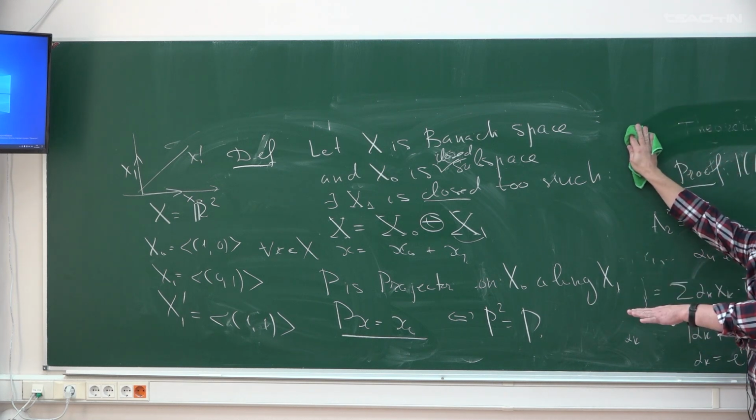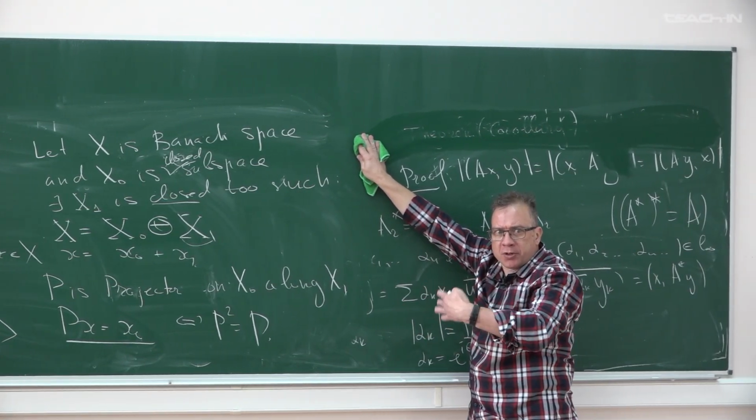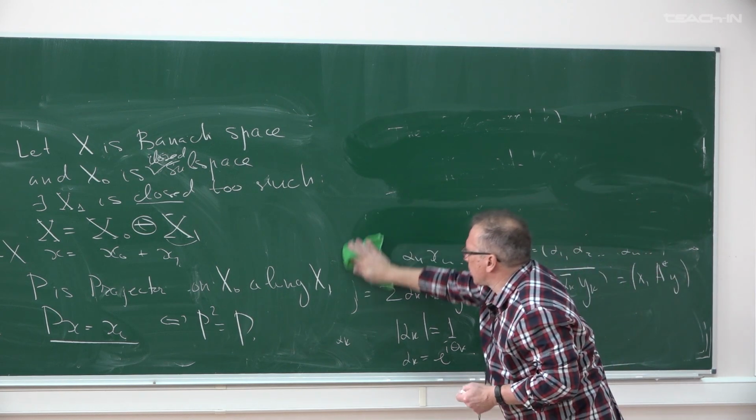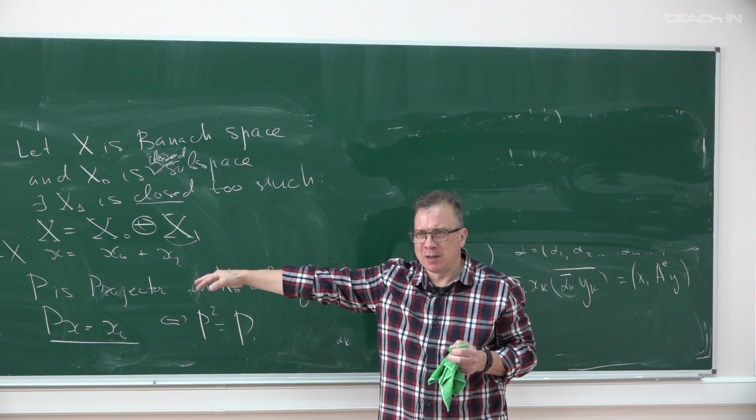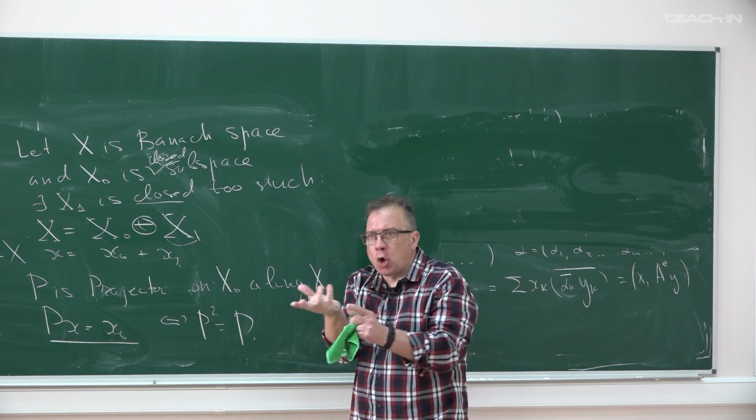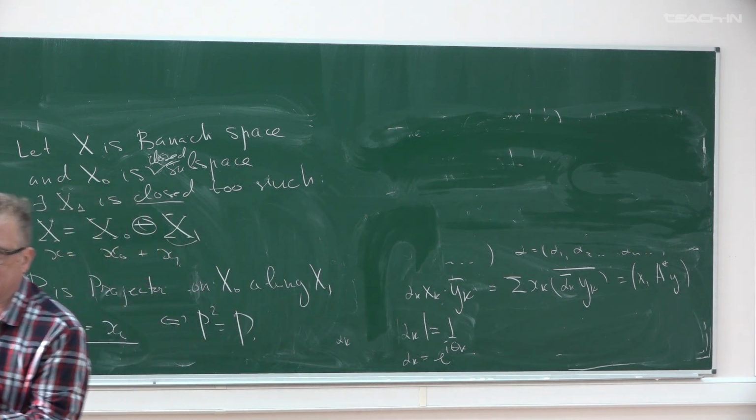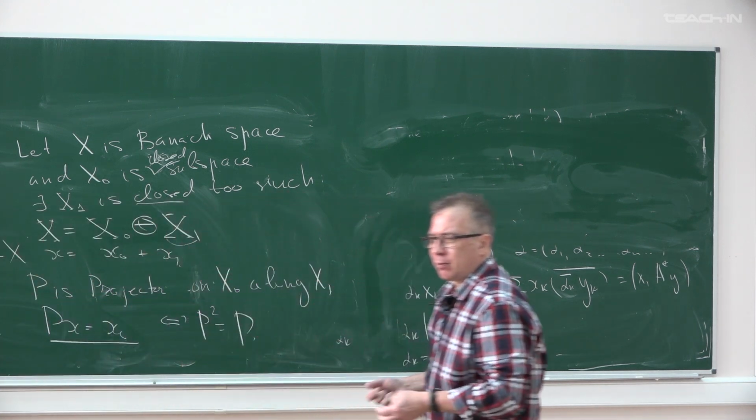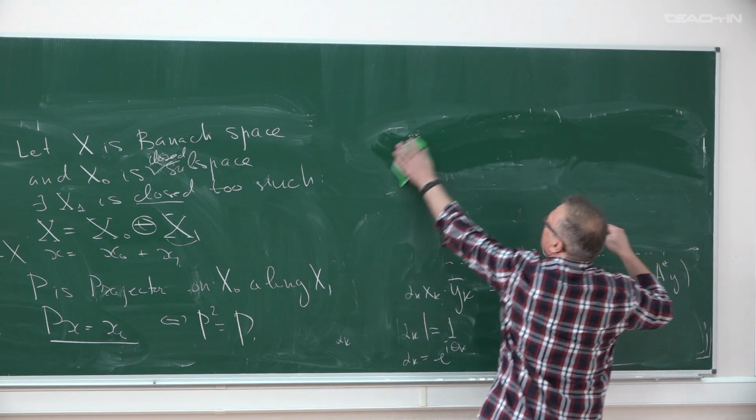And all this situation can be considered in Hilbert space. But in Hilbert space, the complement is more convenient, and we have an additional geometric comparison of subspaces: we have orthogonality. So let's solve one easy problem. So, theorem.